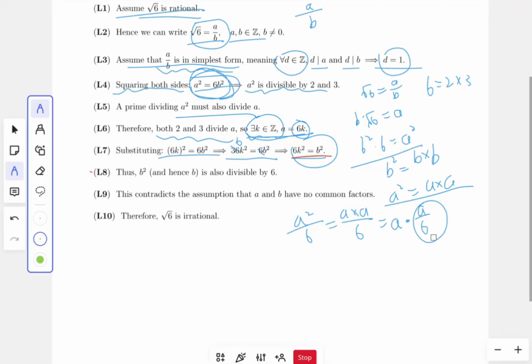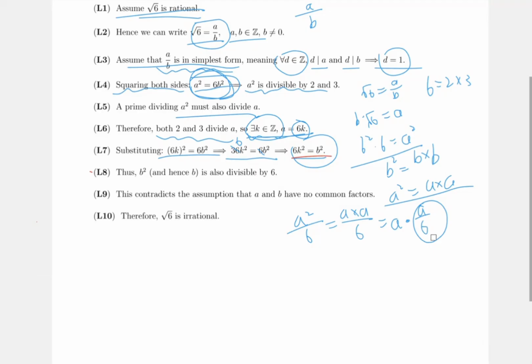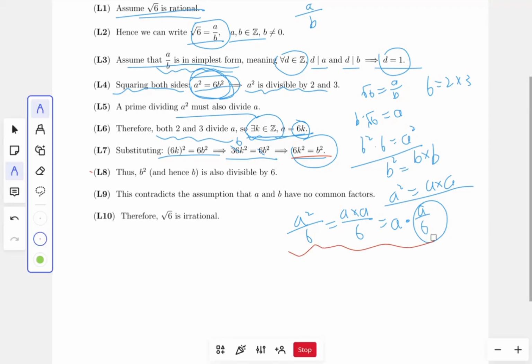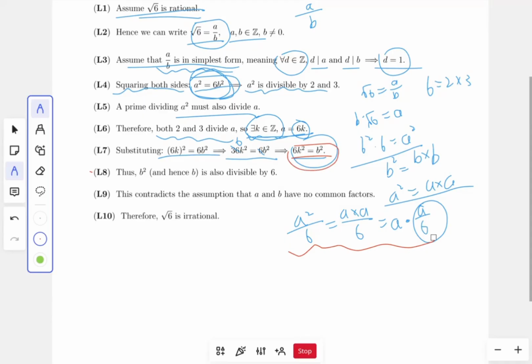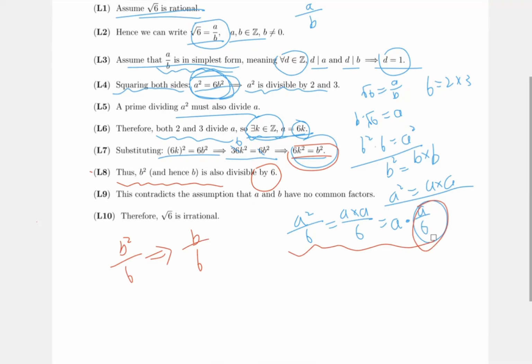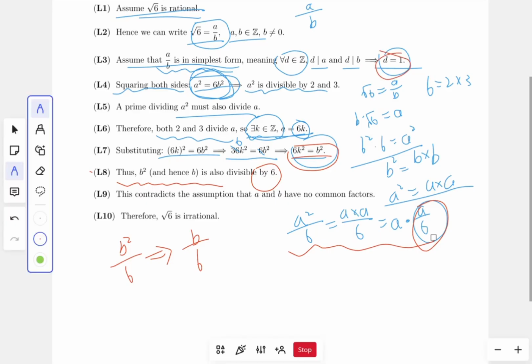Now we got b squared equals 6k squared, which means b squared has to be a multiple of 6. And we already proved here, if a squared is divisible by 6, then a has to be divisible by 6. So same here. If b squared is divisible by 6, then b has to be divisible by 6. So we found now b squared and hence b is also divisible by 6, as well as a is also divisible by 6. Because we already assumed that a over b is the simplest form, the only common factor is d, which is 1.